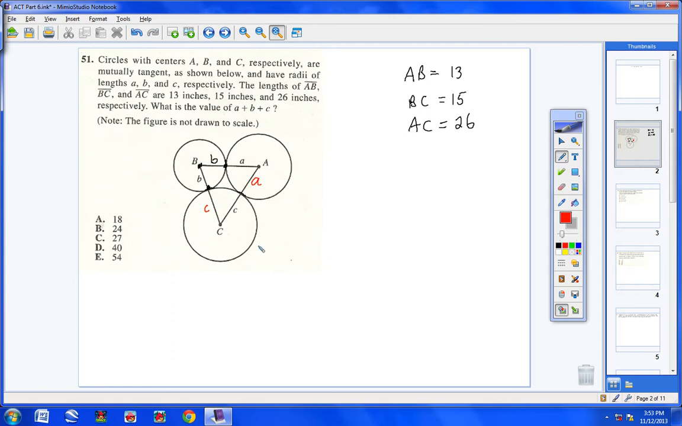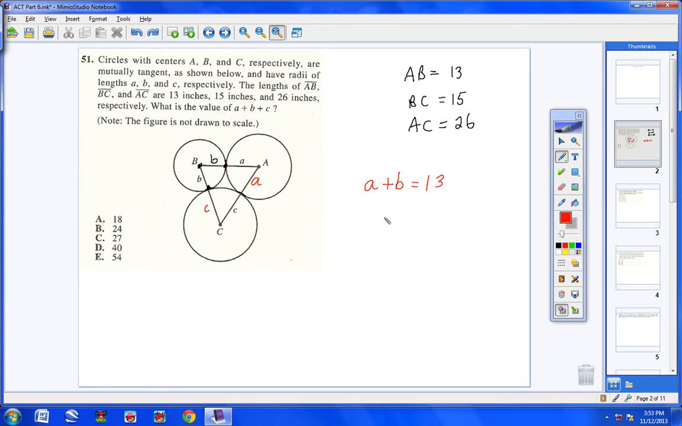Now how does that help? Come on, think about it. Do you see this whole length right here? BA, that entire length. What is the length of BA? 13. So could I not say that A plus B equals 13? From here to here is A, from here to here is B, so A plus B is that whole segment, which would be 13.